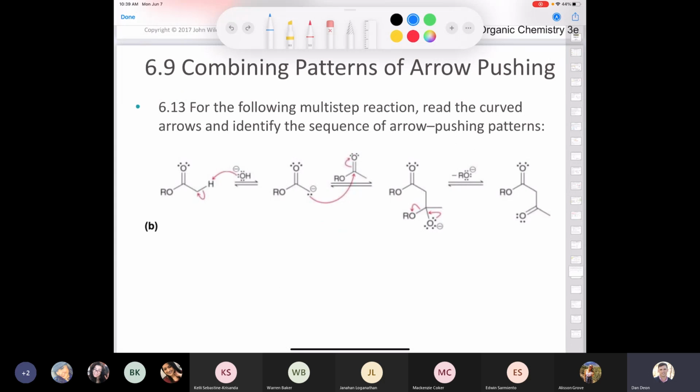So I'm going to call the first step A. I'm going to call the second step B. And I'll call the third step, you guessed it, C. Could anybody identify what's going on in the first step?